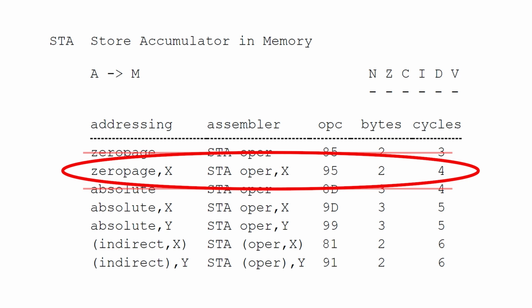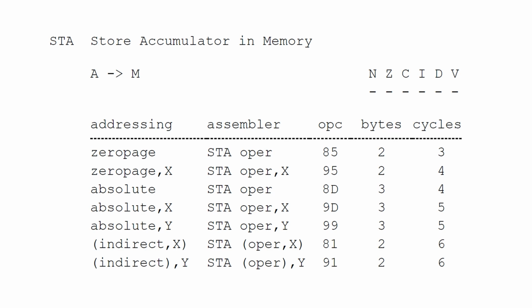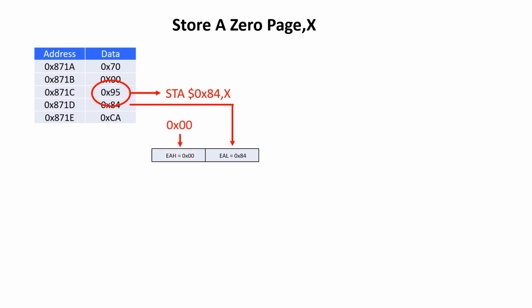Next, I want to work on zero page indexed X, and hopefully I'll just be able to cut and paste this into zero page index Y, although there is no STA for zero page Y. Let's step through this example. We see the code for STA zero page X at location 871C with opcode 95. We load the 84 at 871D into the EAL register, and we move 0 into the EAH register.